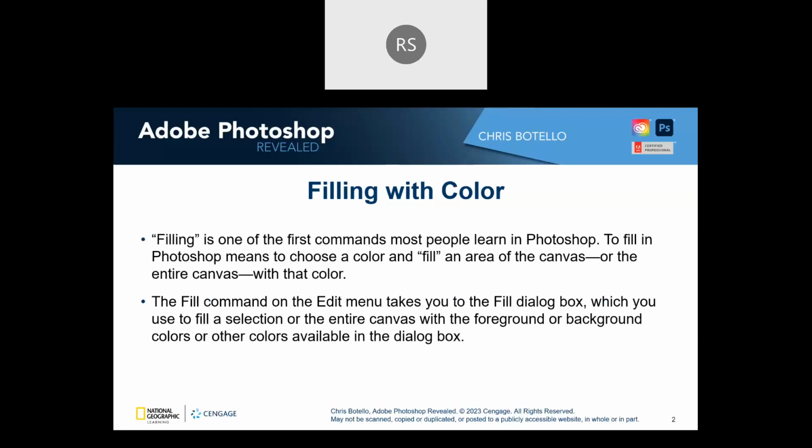tasks. First, we're going to look at filling with color. So filling is one of the first commands most people learn within Photoshop. What this means is to change the color. So you're going to choose a color and you're going to fill the work area on your canvas with that color. Now there's a couple ways you can do the fill command. You can use the fill command on the edit menu that will take you to the fill dialog box. When there, you can use it to fill a selection or the entire canvas with either the foreground or background colors or any other colors available in the dialog box.